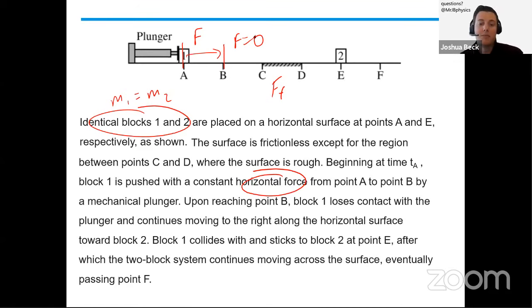Then I keep going. It says block 1 collides and sticks. I knew it. There's going to be a collision. So here I've got an inelastic collision that's going to take place between 1 and 2. And it tells me that eventually these will pass point F. So that tells me that even if my speed changes throughout this particular path, I have enough energy that it's still going to get all the way past point F. All right, so let's jump into the actual problem.